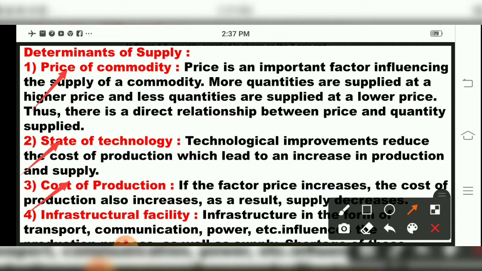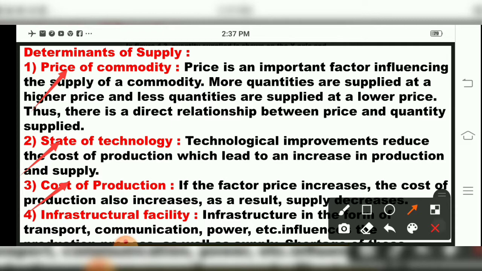See, other factors will be natural calamities also, or sometimes, say, a hike in petroleum products, transportation cost, taxes have been increased. So when these other factors increase, the cost of production also increases, and as a result supply decreases.